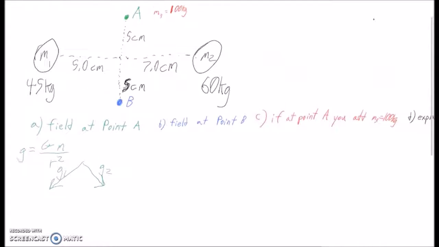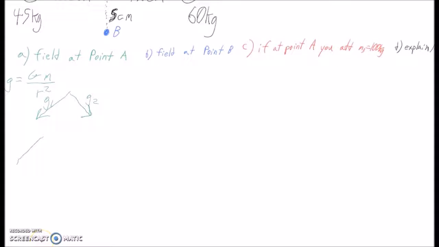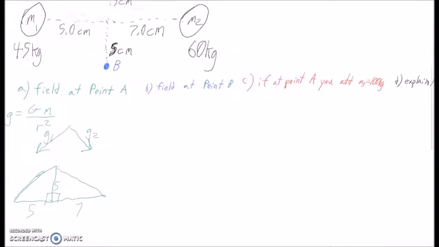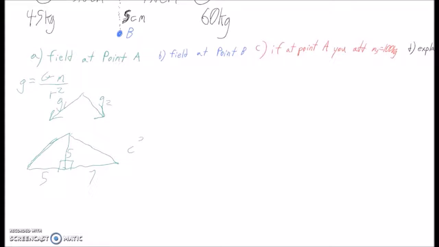So let's look at this first one. And we can look at this side here. We know there's going to be two triangles here. This is 5 centimeters. These are both right angles. It's 5 centimeters. This is 7. Okay, and I'm going to plug this into my calculator using Pythagoras. So that means c squared equals a squared plus b squared.